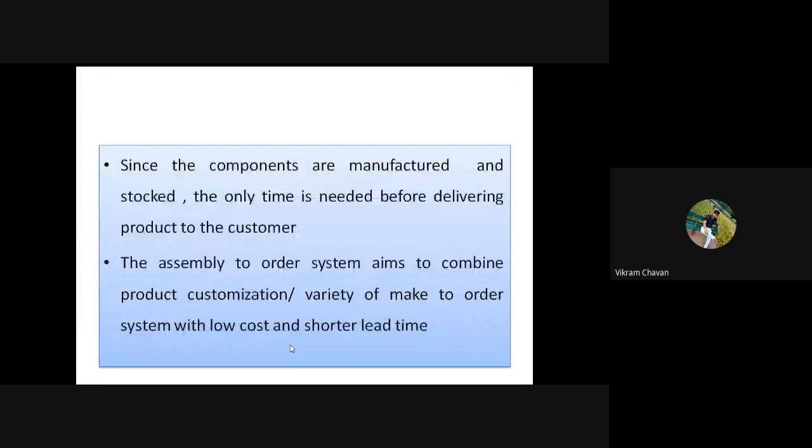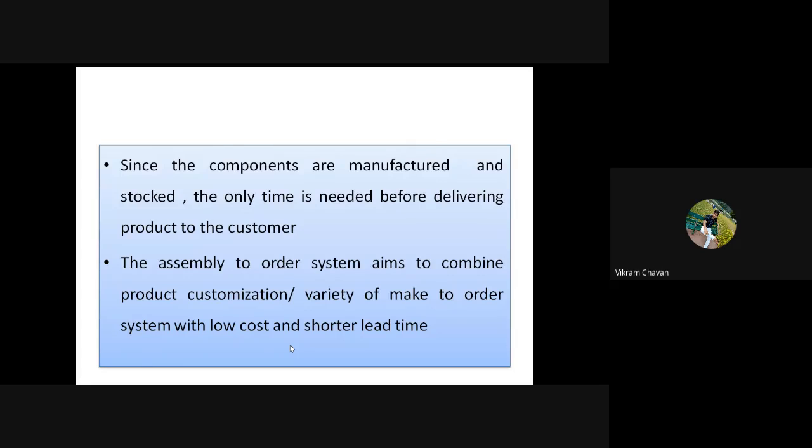Since the components are manufactured and stocked, the only time needed is before delivering the product to the consumer. The assemble to order system aims to combine the product customization or variety of a make to order system with low cost and shorter lead time. So assemble to order is an extension of make to order only.